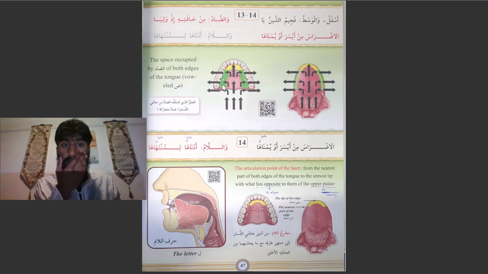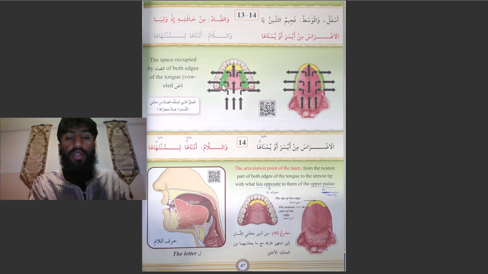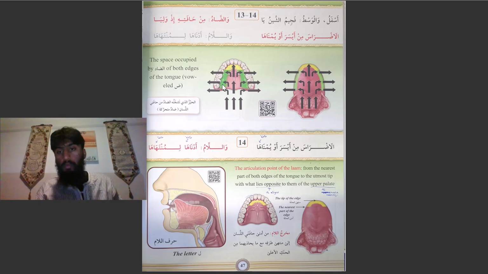Now, the sound of Daad, as you can see, goes forward and the pressure goes onto the sides, which is where the sound comes out from. That's how you hear the sound.